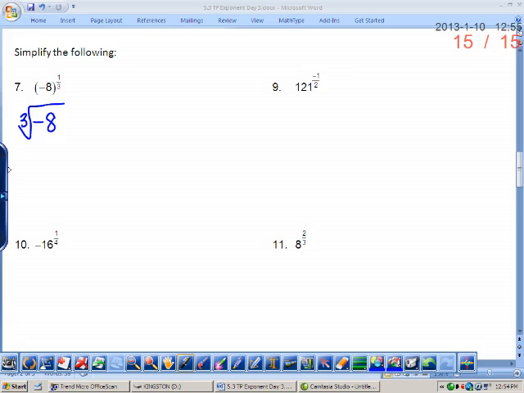Think about the cube root parent function. The cube root parent function has an infinite domain. It extends forever and ever in both directions. You can take the cube root of any number you'd like.